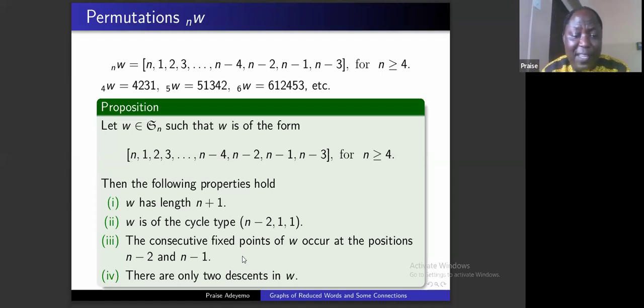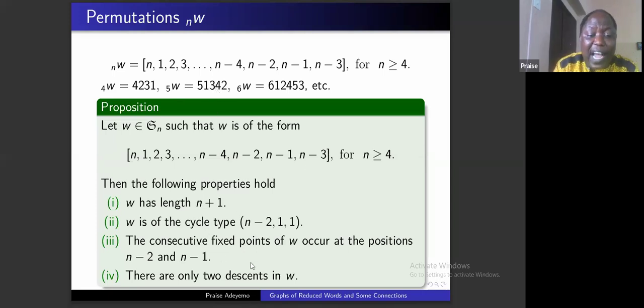And one can also see that number 3 is telling us that the consecutive fixed points that we have there occur at positions n minus 2 and n minus 1. If you look at positions n minus 2 and n minus 1, that is where we have the fixed points. In this case, 1 goes to 4, 2 goes to 2, 3 goes to 3. That is why we have the fixed points. Okay, so positions n minus 2 and n minus 1. So in this case, you have 3 goes to 3, 4 goes to 4. So n minus 2 and n minus 1.